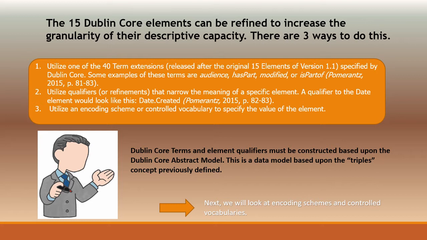Secondly, you could utilize qualifiers, now called refinements, that narrow the meaning of a specific element. A qualifier to the date element would look something like date.created. There's a number of these, and they work very similar to the term extensions above. Thirdly, you could utilize an encoding scheme or a controlled vocabulary to specify the value of the element. We're going to talk about those next.